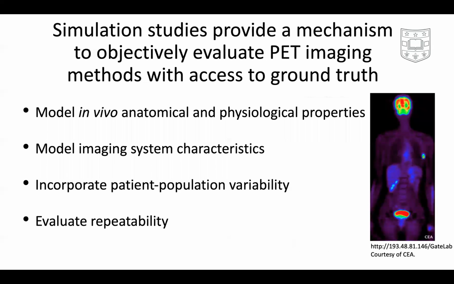Simulation studies provide a mechanism to objectively evaluate PET imaging methods, since the ground truth is known in these studies. In addition, simulation studies provide several advantages, including the ability to model in vivo anatomical and physiological properties, to model imaging system characteristics, incorporate patient population variability, and generate multiple scan realizations of the same patient to evaluate repeatability. Most importantly, all these can be done in silico, which is inexpensive and provides the opportunity to optimize the imaging methods before conducting clinical studies.